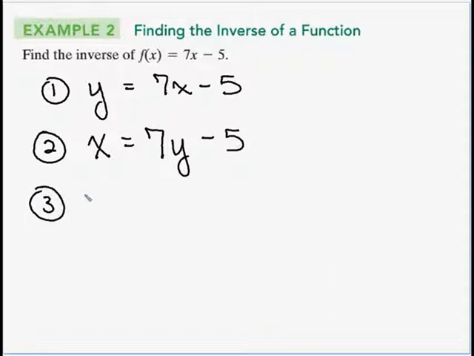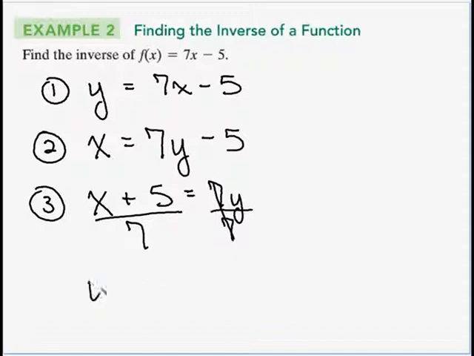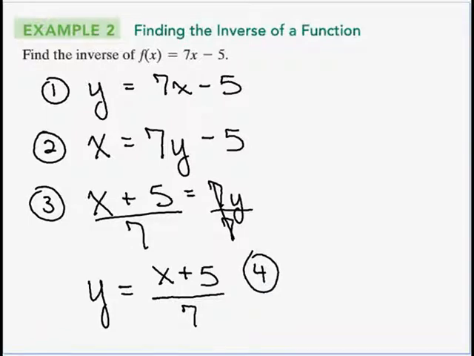Step 3, solve for y. Well, let's see, I'm going to add 5 to both sides. x plus 5 equals 7y. And then I'm going to divide both sides by 7. So here these cancel, and I get y equals x plus 5 over 7. And step 4, I believe it was, replace y with f inverse. So f inverse of x equals x plus 5 all divided by 7.